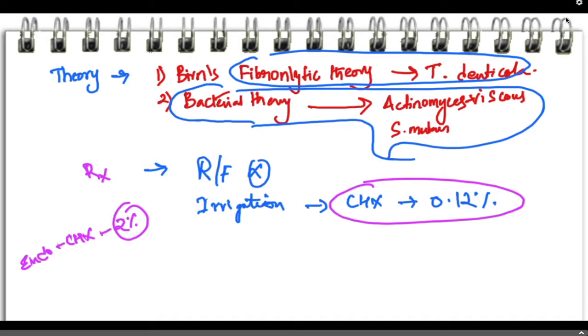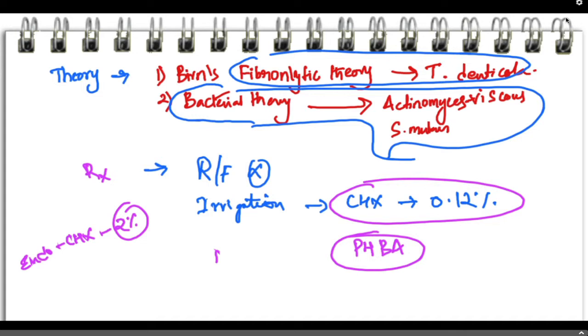And there is some evidence that you can even topically place PHBA. PHBA is nothing but para-hydroxybenzoic acid. Okay, you can even try this. Immediately after extraction, keep a topical application of PHBA, so that the chances of dry socket can be prevented.